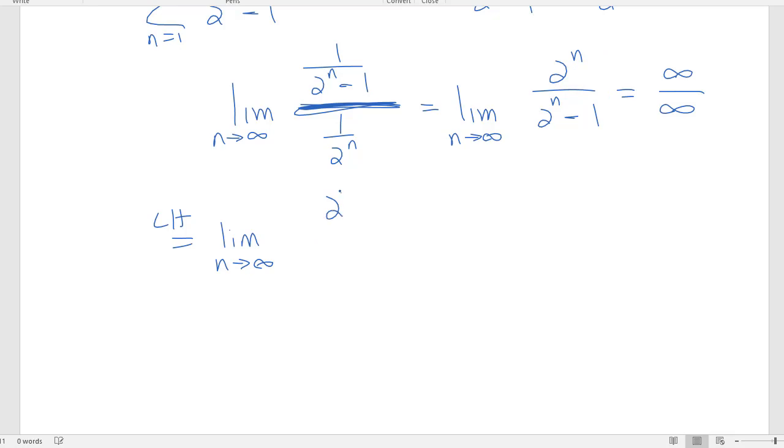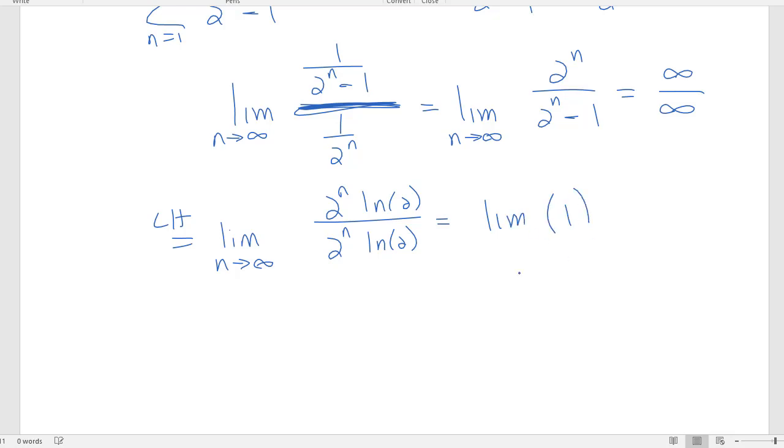Now I take the derivative of the numerator. The derivative of 2 to the x is 2 to the x times ln of the base. And again, derivative of 2 to the n, we're not really doing 2 to the x here. Derivative of 2 to the n is 2 to the n ln 2. Now in this scenario, this is 2 to the n ln 2 divided by 2 to the n ln 2. This is something divided by itself, which is 1.